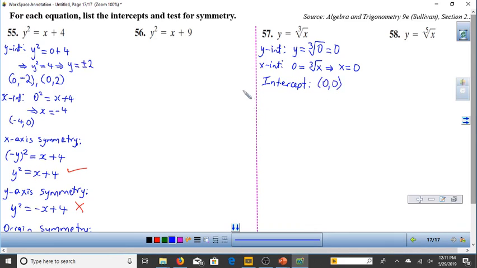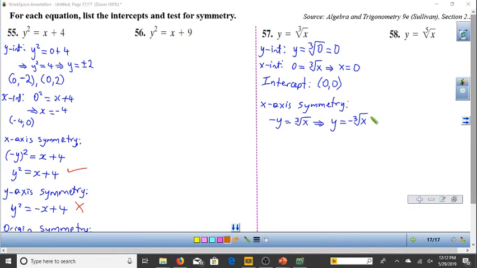Now let's check for symmetry. For this to have x-axis symmetry, we need to replace all our y's with negative y's. So I have negative y equal to the cube root of x. If I try to get the y by itself, I end up with the negative cube root of x. Clearly not the same. So this does not have x-axis symmetry.